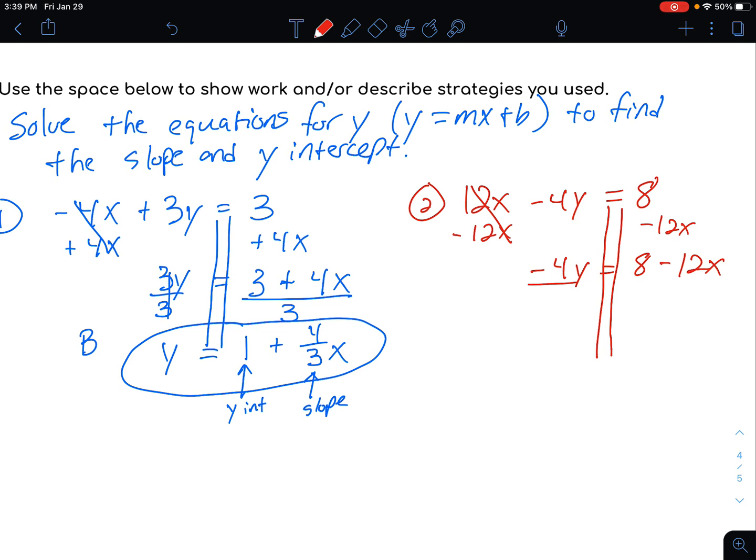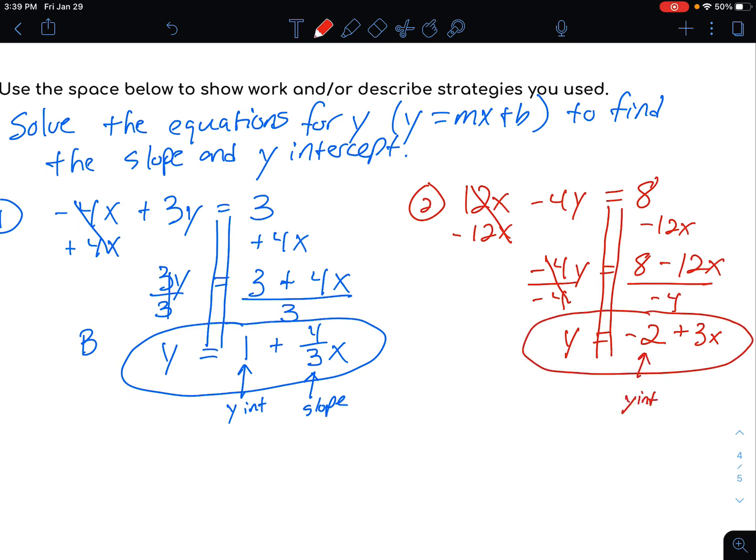And then we undo multiplication. Remember, this is negative 4 times y. So we divide both sides by negative 4, which should mean 1y, or just y. And then on the other side, we divide both of those parts by negative 4. 8 divided by negative 4 is negative 2. Negative 12 divided by negative 4 is positive 3, so positive 3x.